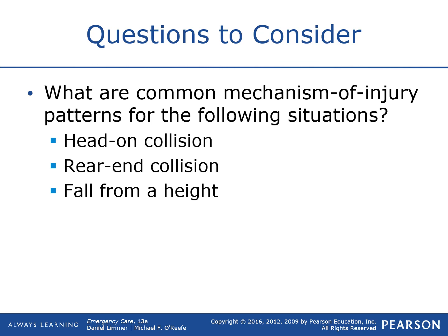What are some common mechanism of injury patterns for the following situations? So head-on collisions, you might see injuries to the neck because you're lunging forward when you're hit. Same with rear end collisions, you might see some injuries to the neck because of lunging forward when you're hit. And fall from a height, you will probably see injuries to where they made contact to the ground. So you'll see a lot of broken bones to where they contacted the ground.